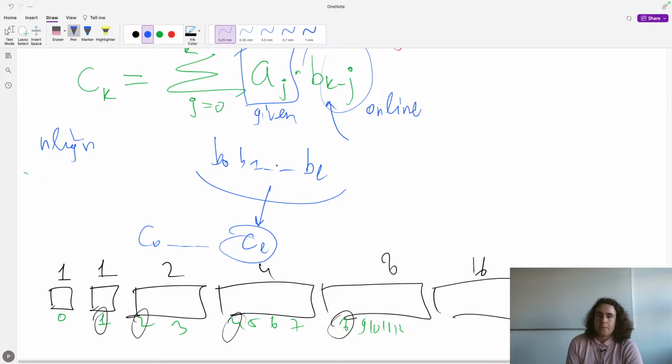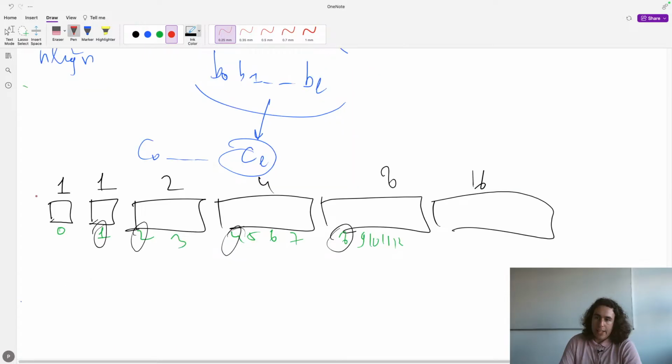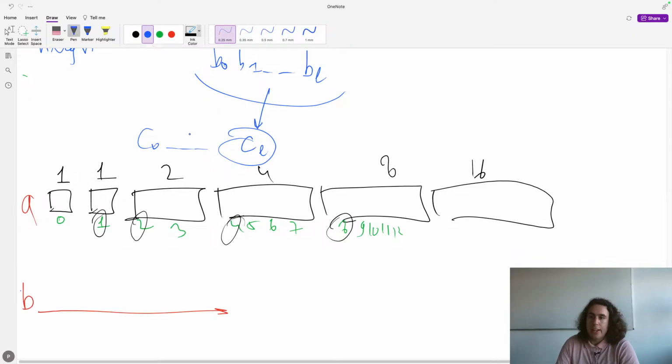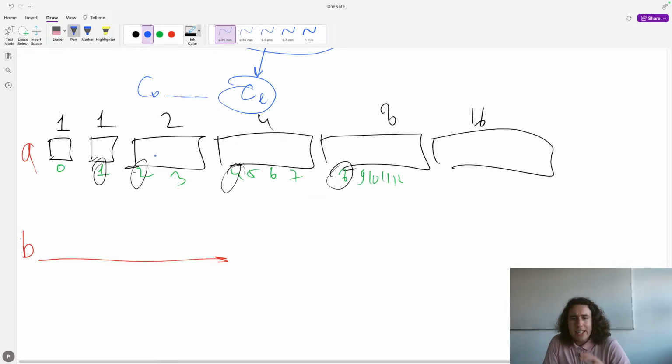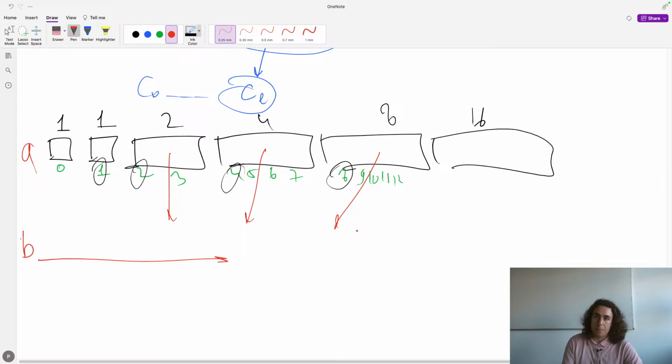And we need to multiply a by b. This is a, and this is b, which were given only one by one. And we're going to treat different blocks of a separately. So we're going to multiply this block of a with b. Separately, we're going to multiply this block of a with b. Separately, we're going to multiply this block of a with b.